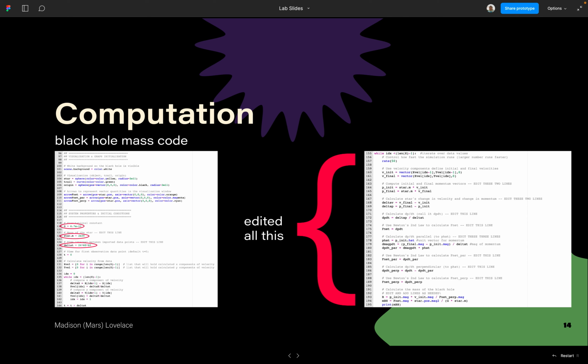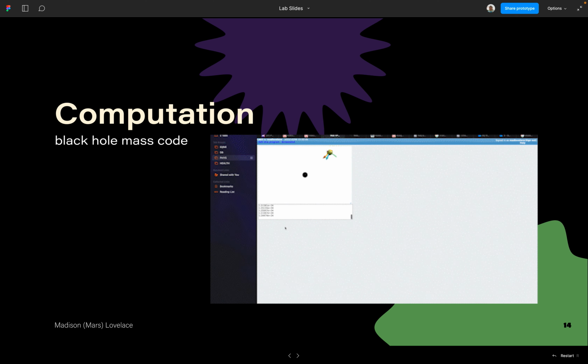Taking a quick look at my black hole mass code, I'm editing, adding in these initial conditions, the star's mass, and then my email up there at the top to give myself a black hole mass. And then editing out all of the things in the while loop so it can calculate all of these forces. This is a really blurry GIF, but you can see it going in orbit around the black hole here, showing the arrows of all of those forces.